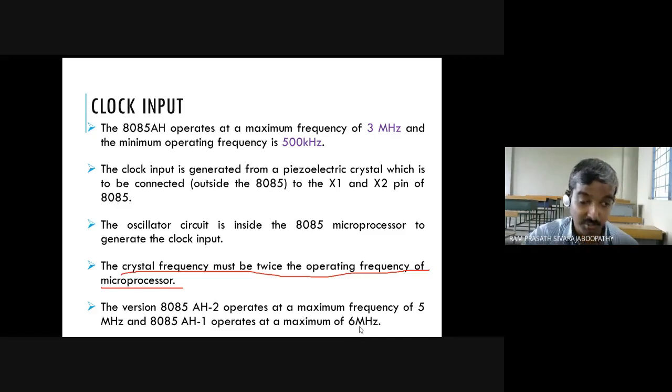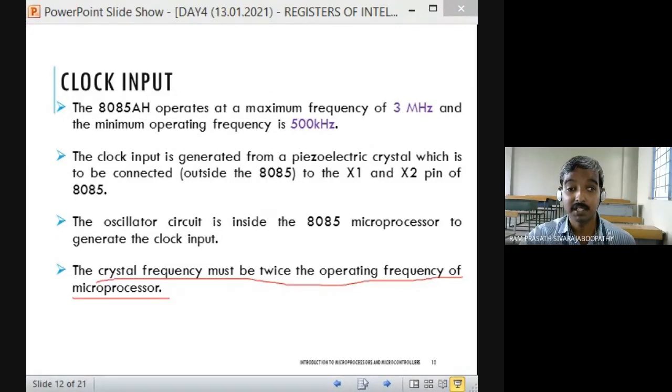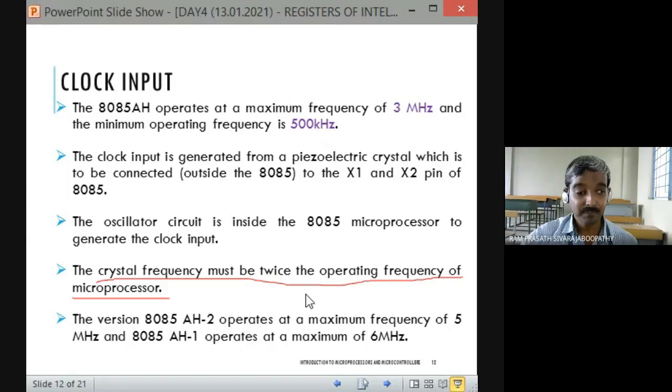Now I will ask you to operate the 8085AH1 microprocessor at 6 MHz. What must be the crystal value I have to connect externally? Kindly type it in the chat. Yes, in the A, B classroom they typed the correct answer. In the BC ET class only Sajis typed the answer. 12 megahertz. See, for my 8085AH1 microprocessor to operate at 6 megahertz, what crystal frequency must be connected outside? 12 megahertz crystal definitely I have to connect.